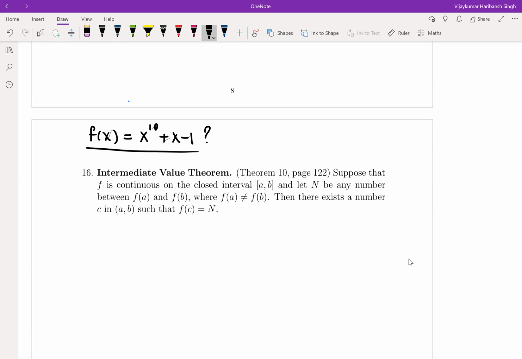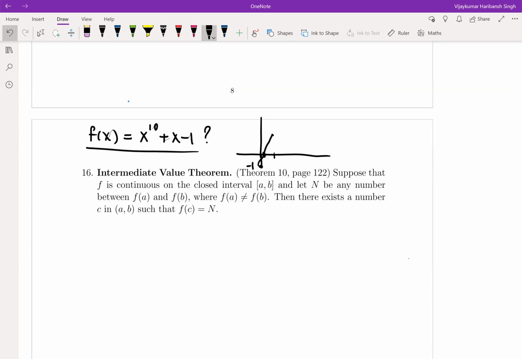So if it is continuous, that means you can draw without lifting your pen. What is f of 0? f of 0 is minus 1. So at 0, the value is minus 1. f of 1 is what? 1 plus 1, 2, 2 minus 1. So f of 1 is 1. And then you have some function like this. So it will cut the x-axis at some point, right?